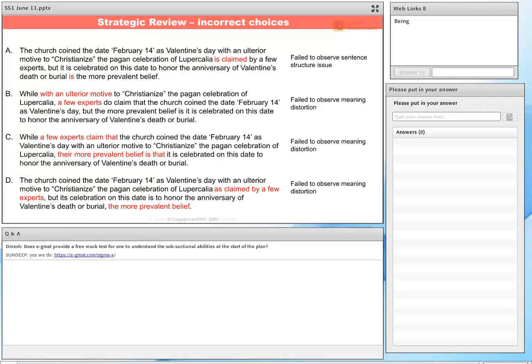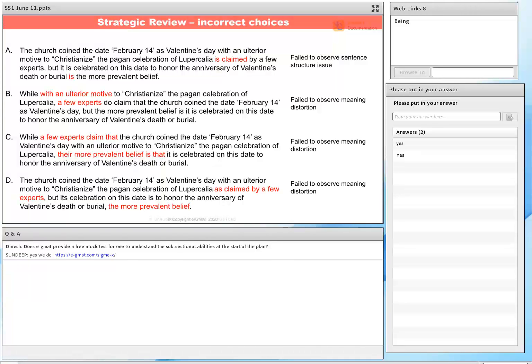So the key thing over here when you see this is that the reason why people get this wrong is because they fail to observe meaning distortion, and they fail to observe meaning distortion across a variety of sentence structures. Now, can you really see, when you look at these answer choices once again, a variety of sentence structures here? It's the same 7 grammar error types, but they cut across a variety of sentence structures.